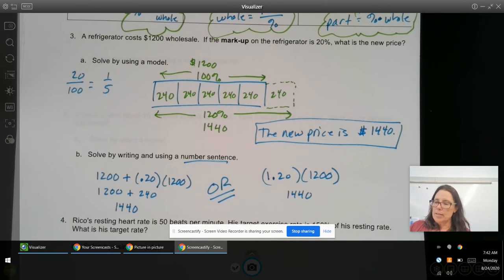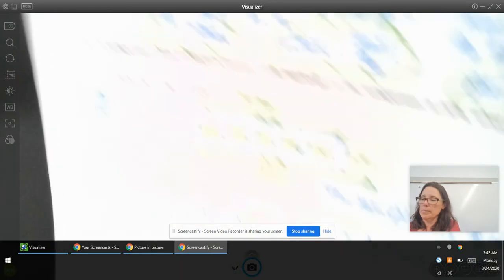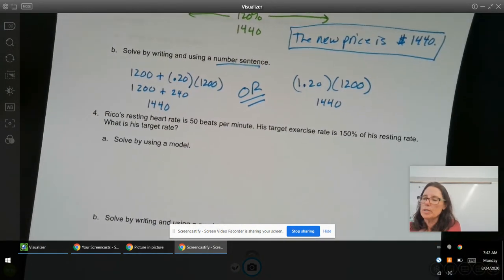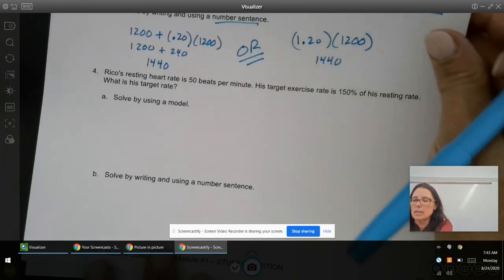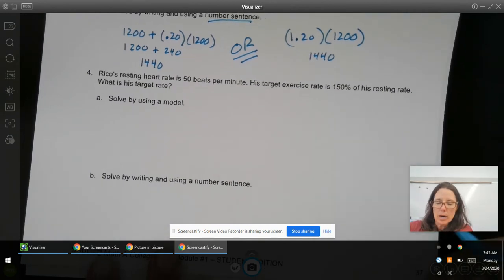Let's look at number 4. If you would like to try it on your own, now is the time to pause me. It's very similar to this refrigerator problem. Let's read it together and then you can pause me. Rico's resting heart rate is 50 beats per minute. His target exercise rate is 150% of his resting rate. What is his target rate? Solve by using a model for part A, and by writing and using a number sentence in part B. Pause me if you want to give it a try on your own, and unpause me when you're ready to see.